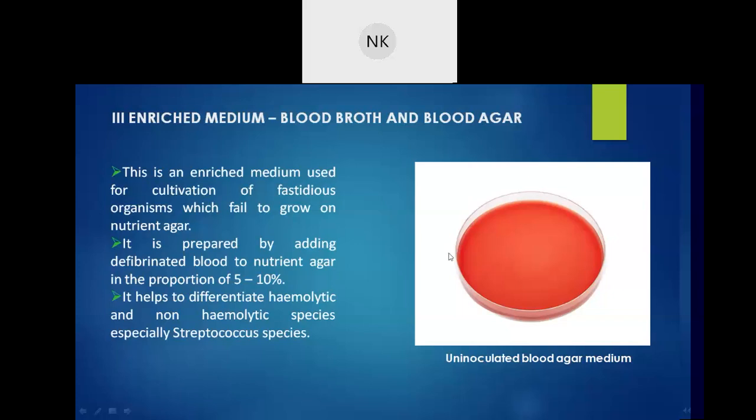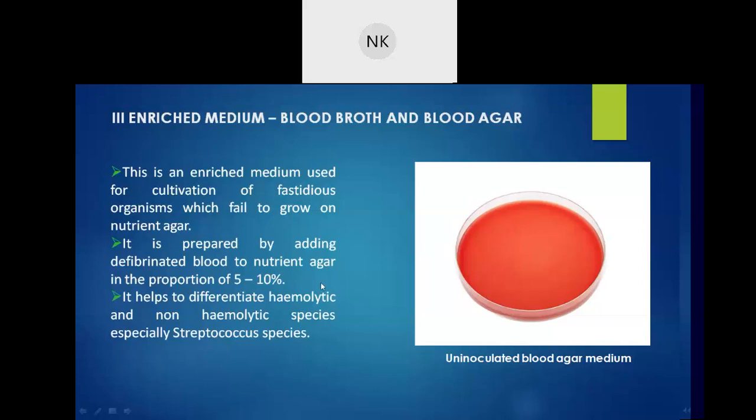You can see the image here on the right side, that is an uninoculated blood agar medium. Just imagine if you add blood to nutrient agar, then it becomes blood agar medium, which is red in color, whereas in the previous image, MacConkey's agar is maroon in color, while blood agar is usually red. This is the image of an uninoculated blood agar medium placed in the petri dish.